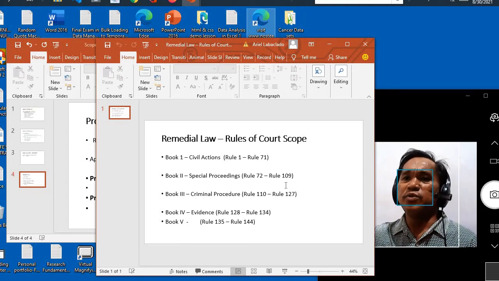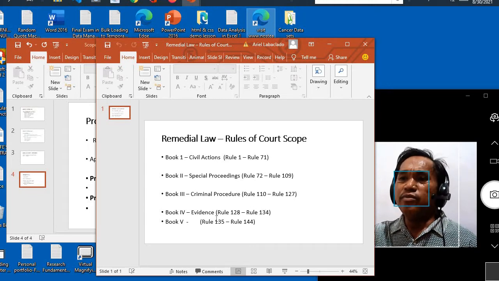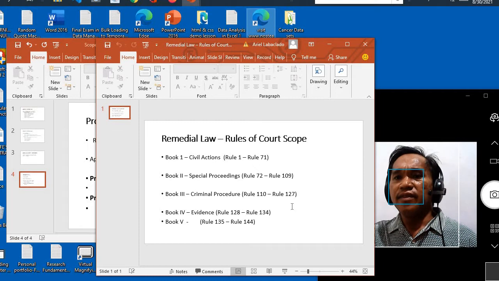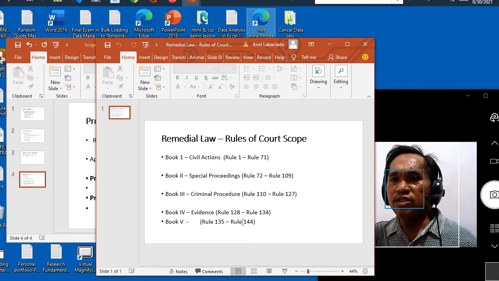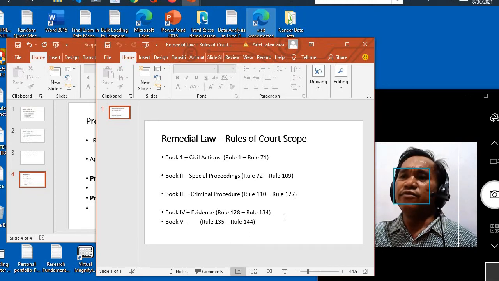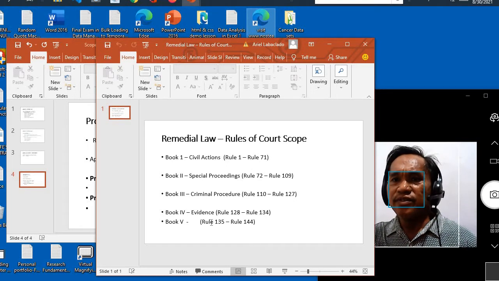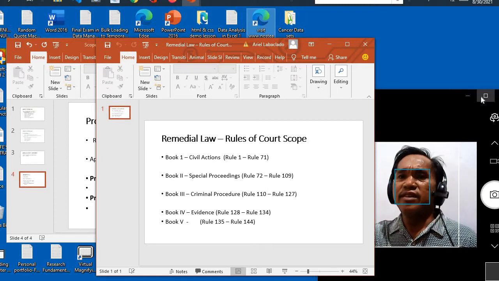Then book 2, we have the special proceedings, that is rule 72 to rule 109. Then we have book 3, the criminal procedure, rule 110 to rule 127. Then we have book 4, the evidence or rules of evidence, rule 128 to rule 134. Then we still have book 5, that is rule 135 to rule 144. So this is the scope of remedial law. So civil actions, special proceedings, criminal procedure, then we have evidence.